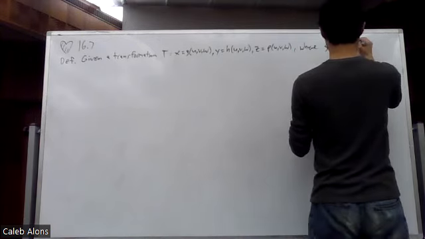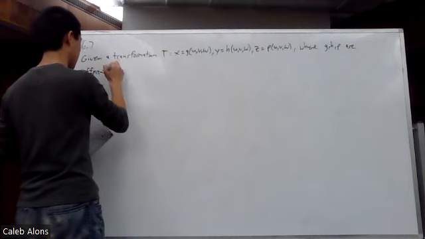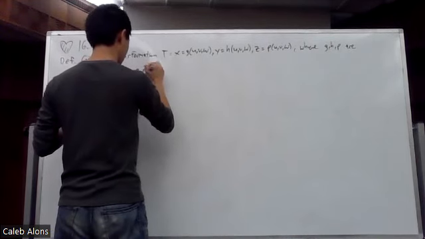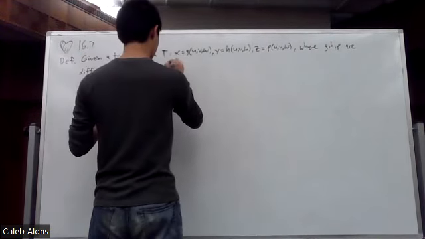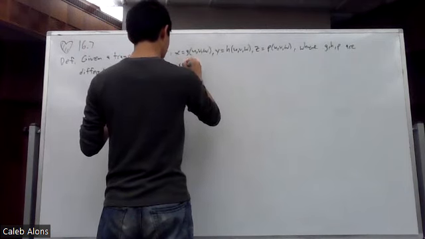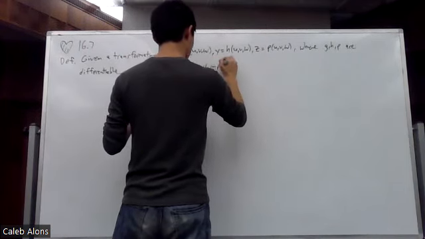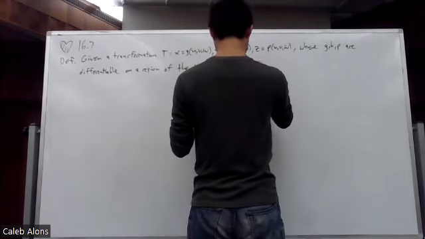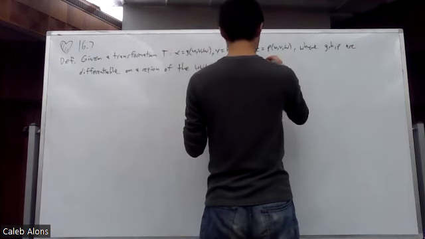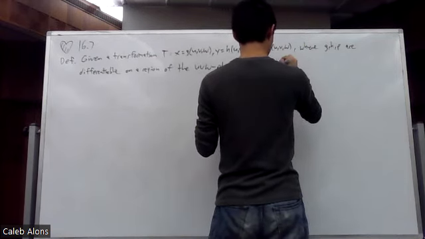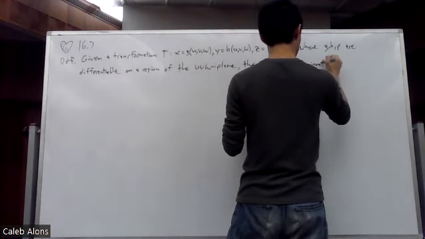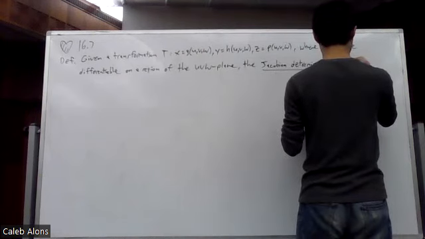Where G, H, and P are differentiable. We need them to be differentiable, otherwise it's a problem. Differentiable on a region of the UVW plane. Okay. The Jacobian determinant of this, or just the Jacobian again.